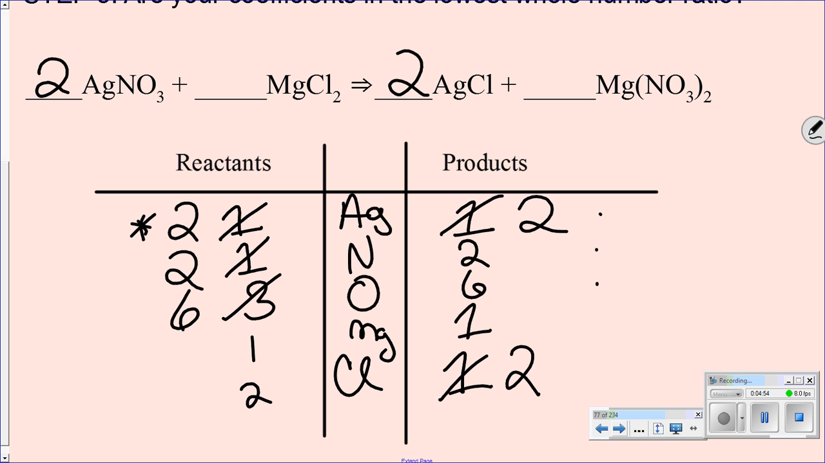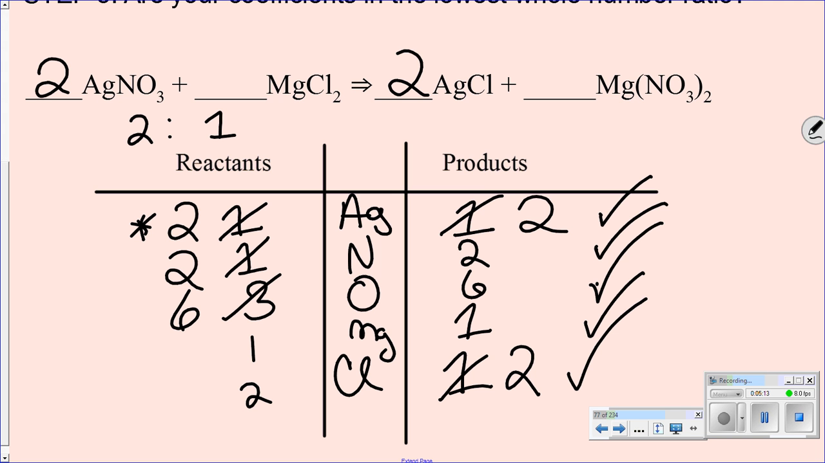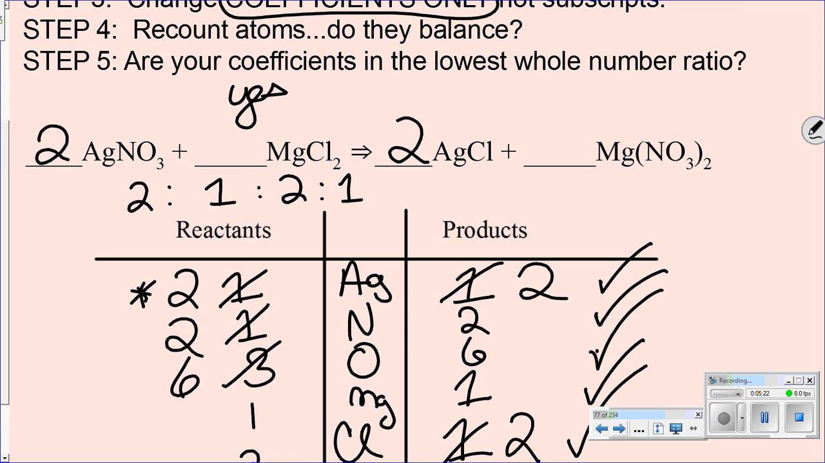Did we balance everything? So I've changed my coefficients. I recount my atoms. So I have 2 of each of these, 2 of each of these, 6, 1, and 2. Everything balances. I do have to check that I have my coefficients in a lowest whole number ratio. So I have the coefficient 2. This blank represents a 1. I have a 2 over here coming in front of AgCl and a 1 in front of magnesium nitrate. So I have indeed checked that my coefficients are in the lowest whole number ratio. If they're not, you have to reduce them.